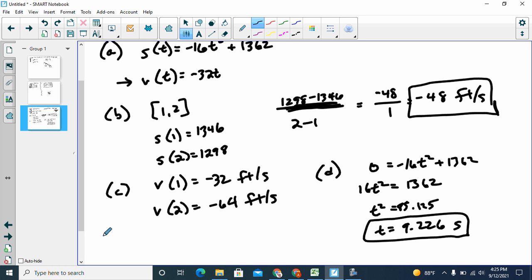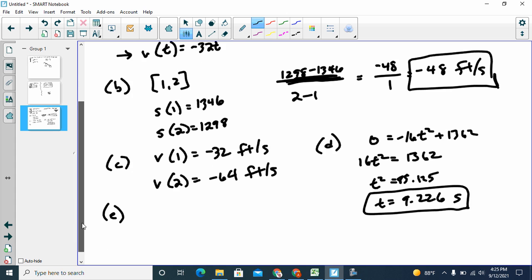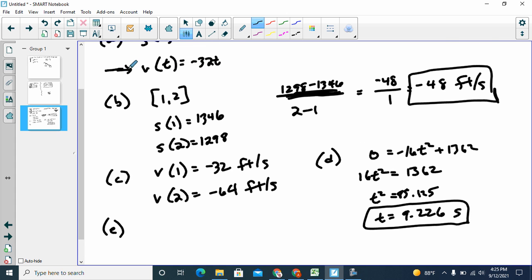And part E, find the velocity of the coin at impact. We have an equation again right here for velocity. So all we need to do is take the amount of time it took to get to the ground and plug that into velocity. So the velocity at 9.226 seconds, and I would plug in the big long decimal, not the rounded decimal here. Just have that on your calculator as the last thing you entered. Just push times negative 32. So the velocity is negative, which tells us it's moving down at 295.242 feet per second.